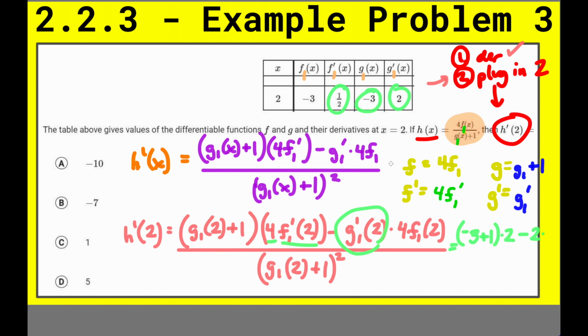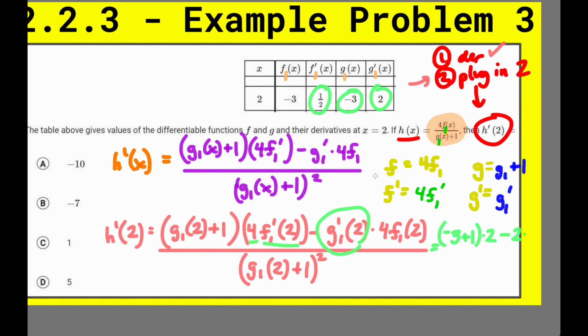Times 4. Let's move this over a little bit. 4 times f sub 1 of 2, which is -3, so that's going to be -12. Write that a little neater, and then we're dividing all of this by g sub 1 of 2, which is -3 plus 1. It's -2 squared, which is 4 on the bottom.